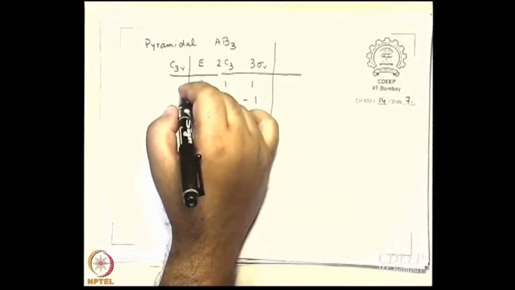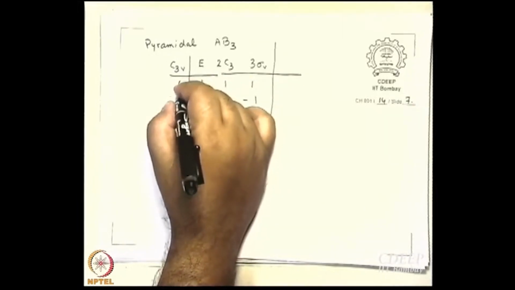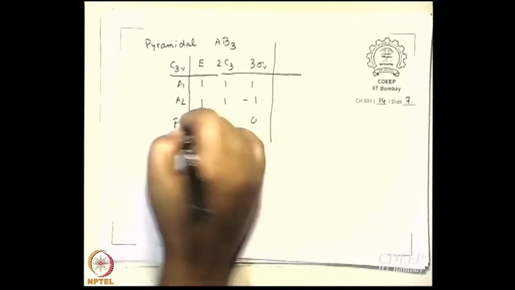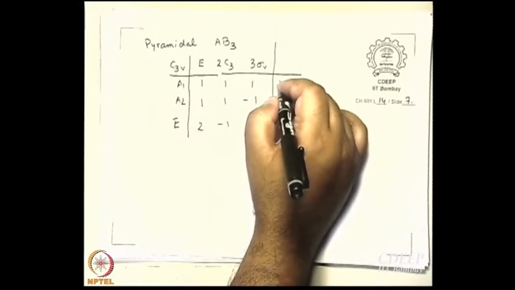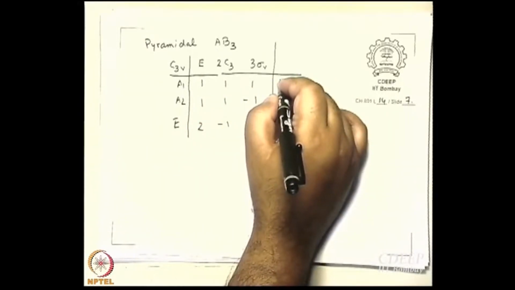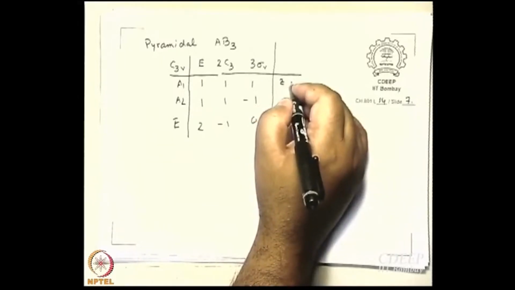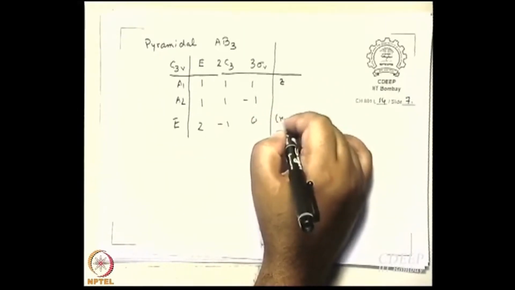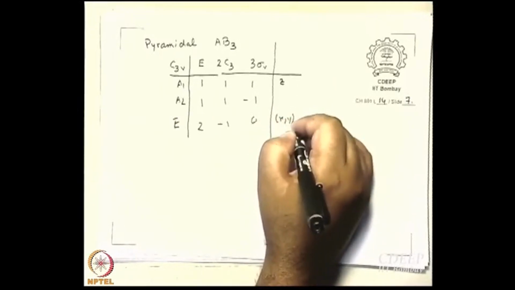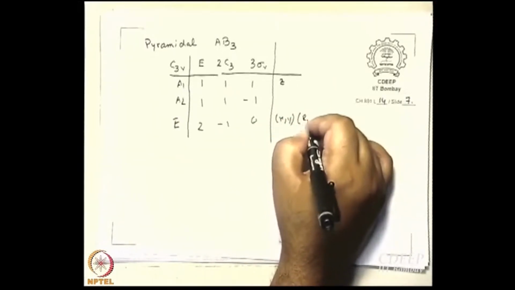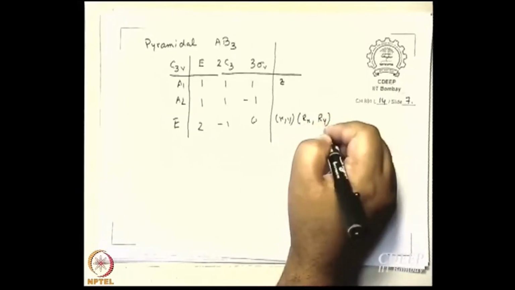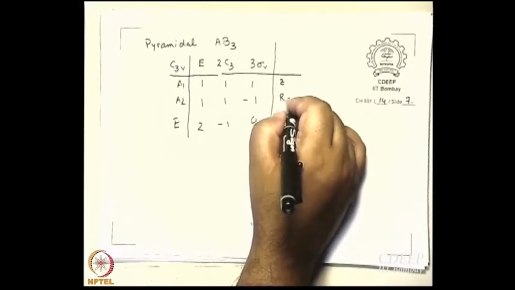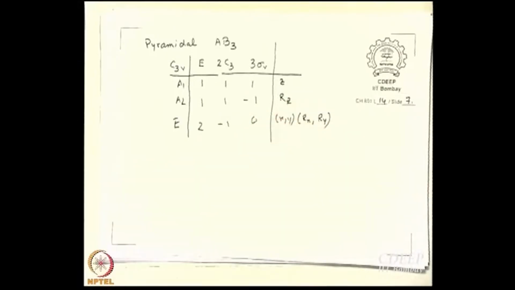First name them. A1, A2, E. Then z is here. What about x and y? X and y jointly form a basis for E. And I will also tell you that Rx and Ry also jointly form a basis for E, and Rz forms a basis for A2.